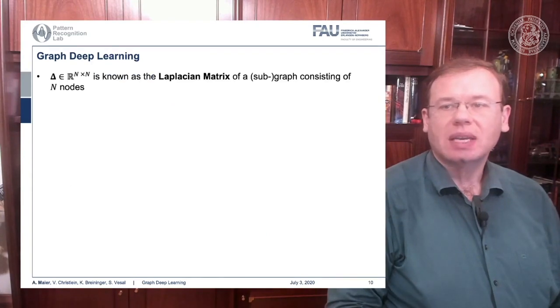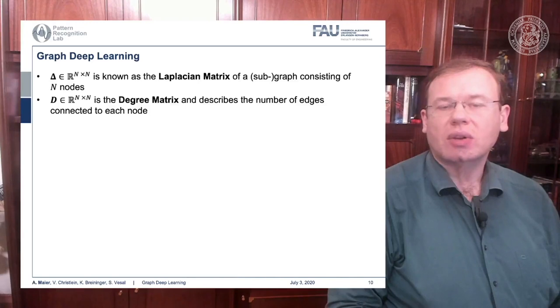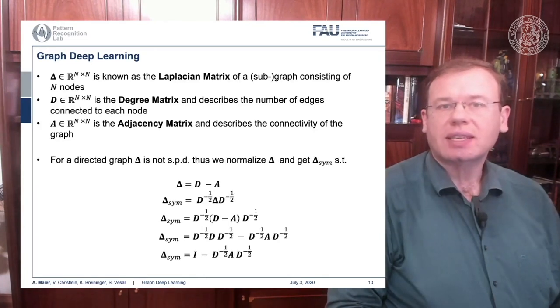This is nice. So we can see that the Laplacian is an n times n matrix, and it's describing a graph or subgraph consisting of n nodes. D is also an n times n matrix, called the degree matrix, and describes the number of edges connected to each node. A is also an n times n matrix, the adjacency matrix, that describes the connectivity of the graph.